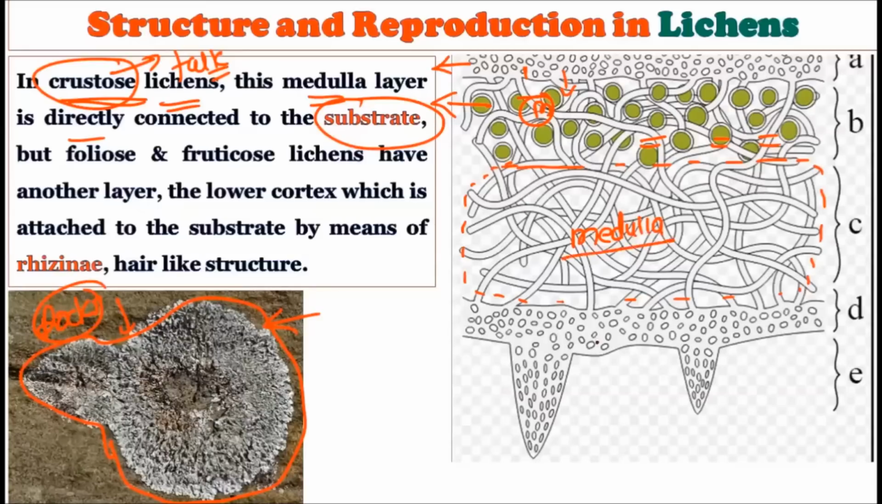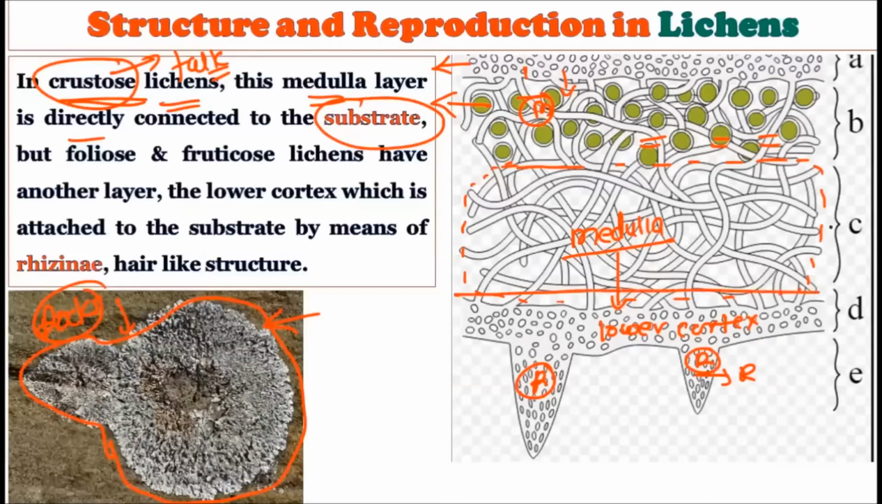Now in this particular diagram, below the medulla layer you will find the lower cortex. This portion is called the lower cortex, right? And below this lower cortex you are also finding the rhizome. Okay, rhizome is also there. But in the Crustose lichen, what is the structure?